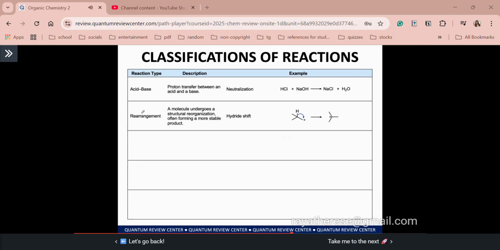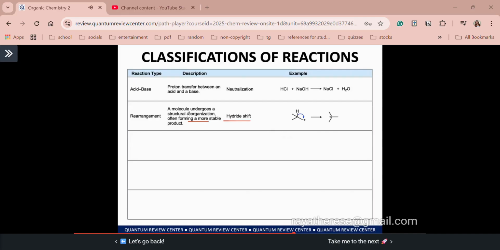Class, its formal description is when a molecule undergoes rearrangement, meaning structural reorganization. Usually we have a structural shift here in order to form a more stable product. Your rearrangement reaction occurs during the transition state. So if you have intermediates, it will form a more stable intermediate counterpart. For instance, we have a hydride shift in order to form a more stable carbocation.